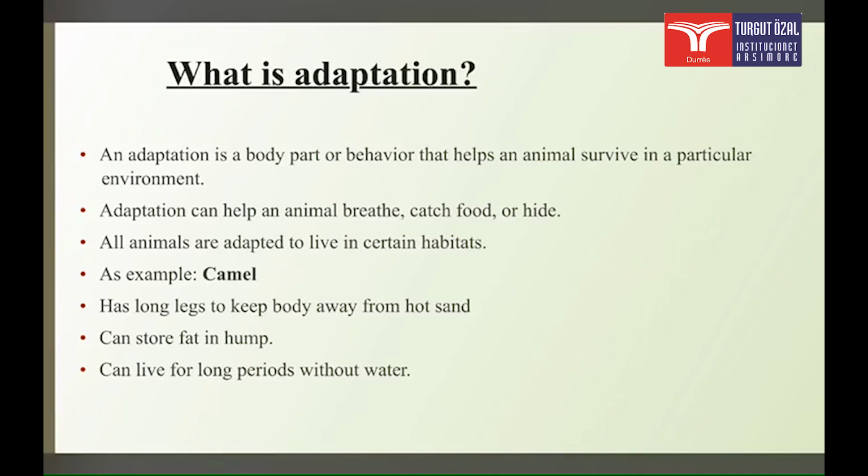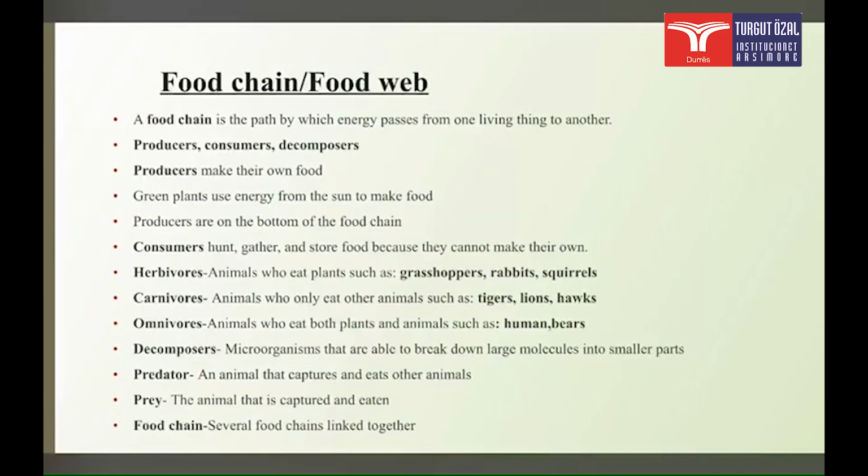What is adaptation? An adaptation is a body part or behavior that helps an animal to survive in a particular environment. Adaptation can help an animal breathe, catch food, or hide. All animals are adapted to live in certain habitats. For example, camel. Camel has long legs to keep the body away from hot sand, can store fat in its hump, and can live for long periods without water.